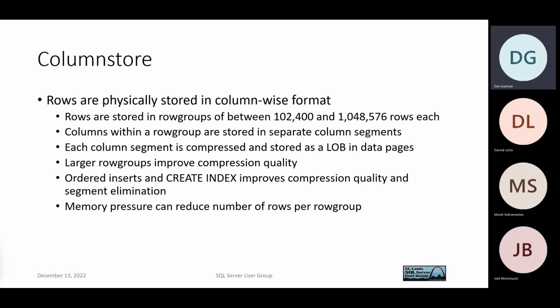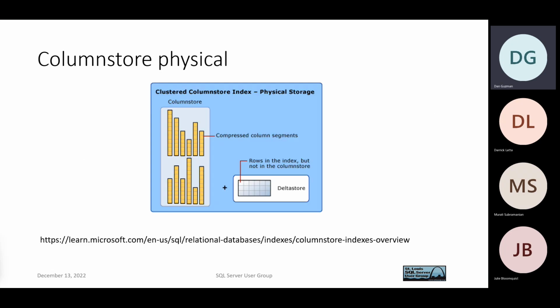Importantly, though, columnstore is memory hungry. You need to have a lot of memory to be able to have larger row groups, and larger row groups help improve the compression. So the more memory, the better when it comes to columnstore, especially when you're creating and loading columnstore indexes.